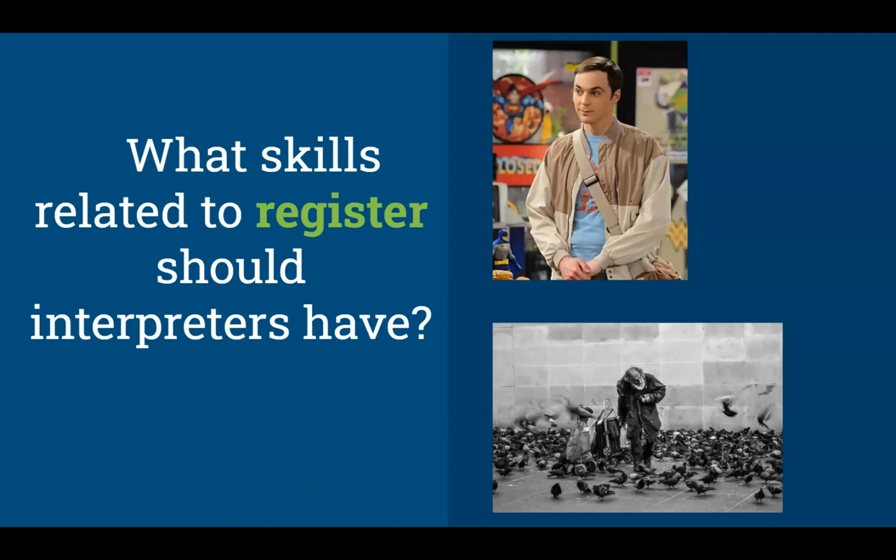So what skills related to register should interpreters have? So here I have a Sheldon Cooper, and I have what seems like probably a homeless person. So why do I have a Sheldon Cooper in here? If you have seen The Big Bang Theory, Sheldon always talks to everyone with a very high register and very formally. He addresses everyone the same way. And sometimes people do not understand him, or he seems out of place. Like if you are at the supermarket talking to the cashier about something that you can say in very simple words, but you say it very elegantly and complicatedly, you're going to be like a Sheldon Cooper. Sheldon Cooper is stuck in his register.